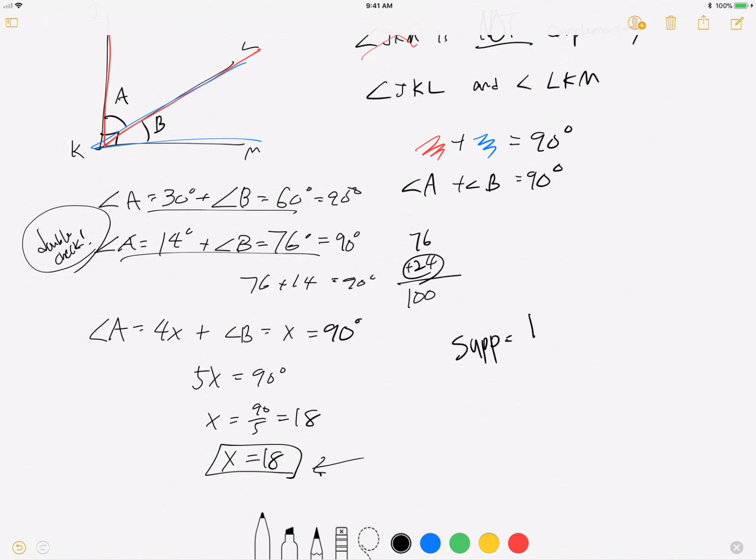Supp, short for supplementary, 180 degrees. Comp, short for complementary, 90 degrees. Sounds good, right?